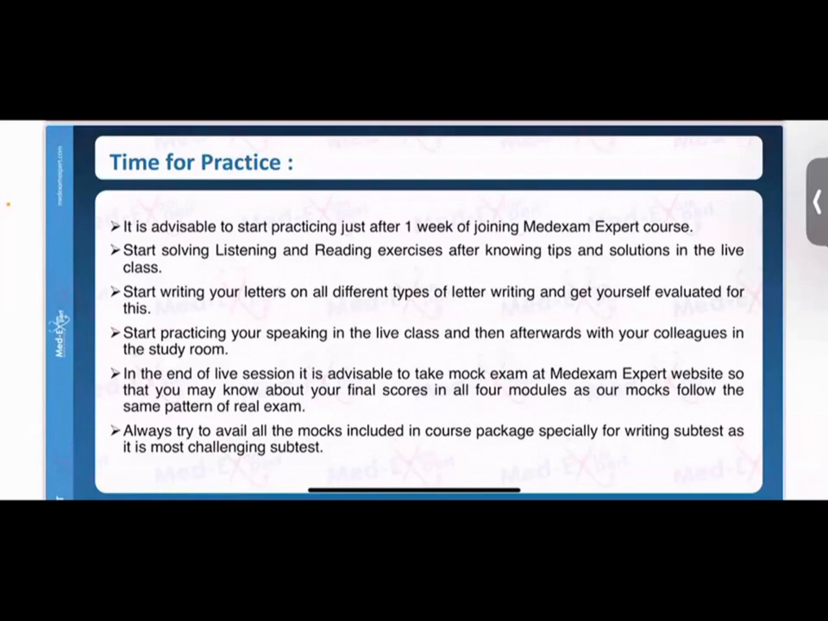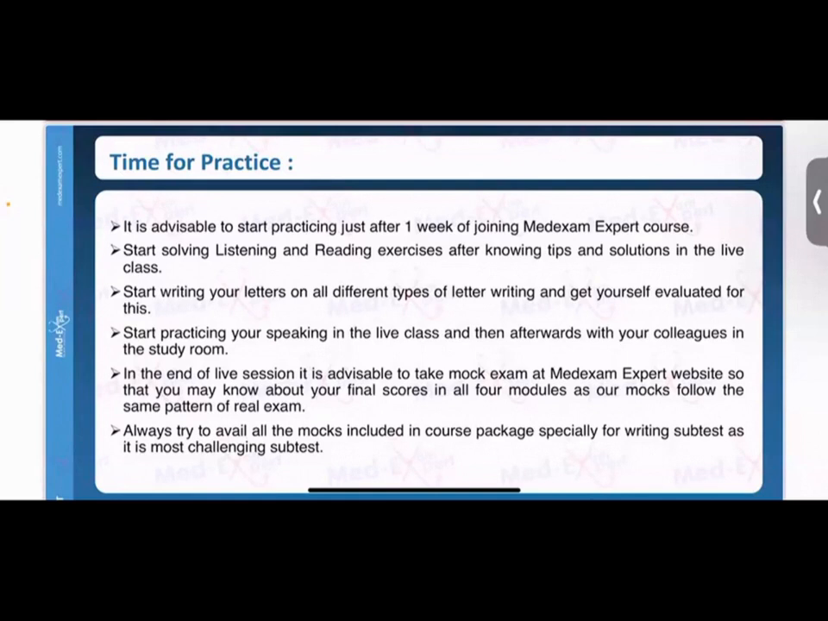And we used to do this in the course as well because I'm a writing mentor in the Med Exam Expert course. So what I used to do is, after the first live session, I used to give assignments to the students. And in the second live session, right after the session is over, we go for the live assessment of the letters. So it is a very good practice when a number of students are getting evaluated in front of everyone and everyone is knowing about their mistakes. It is a very healthy activity.